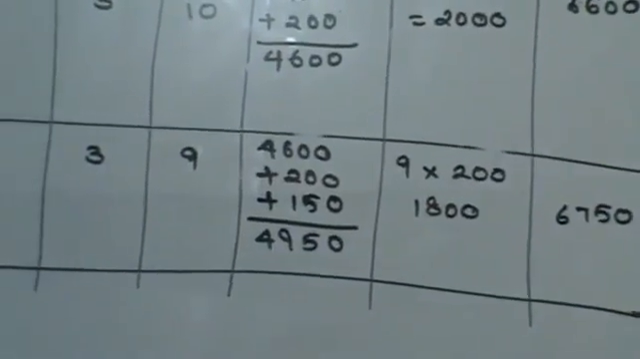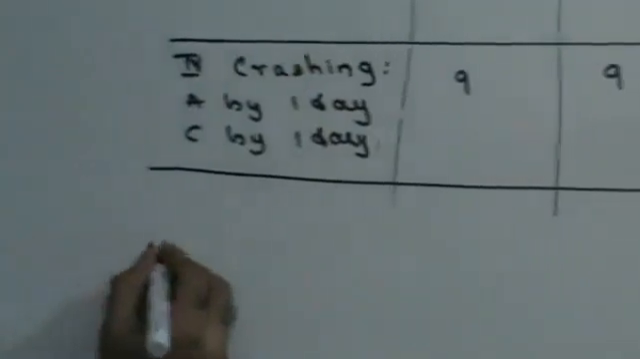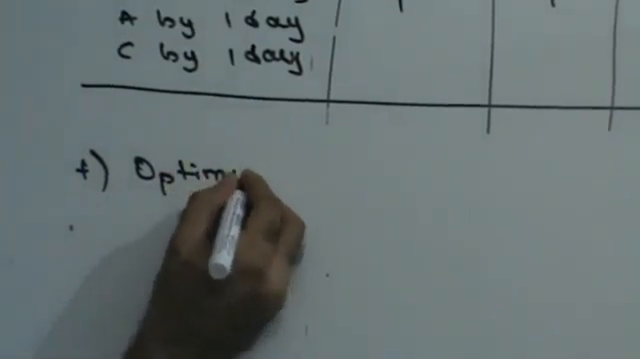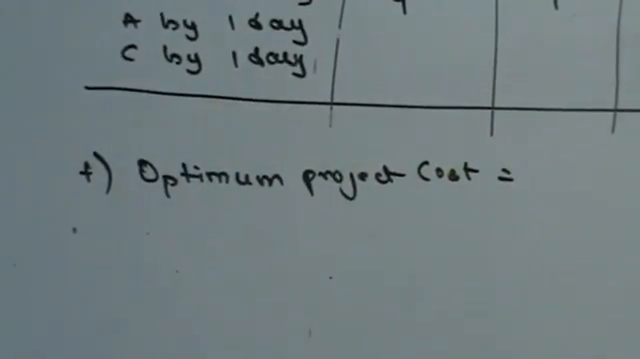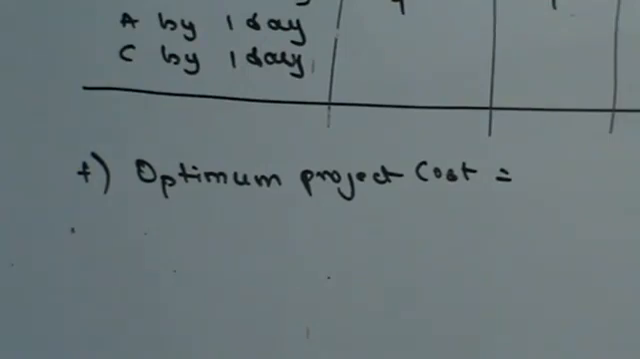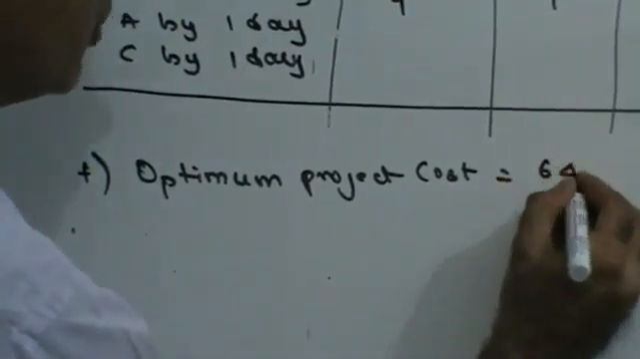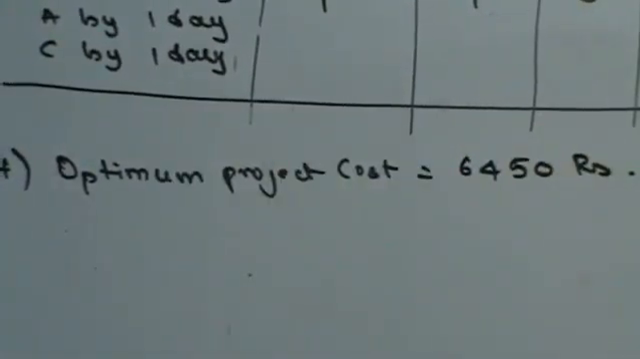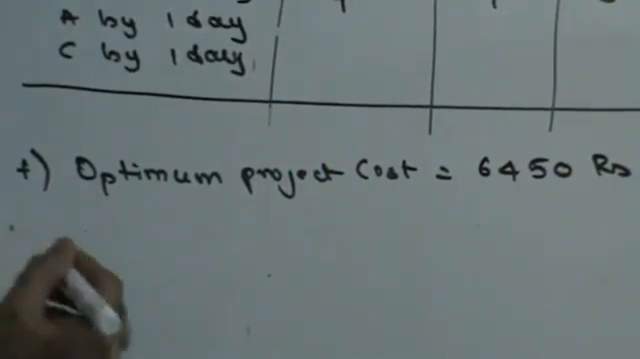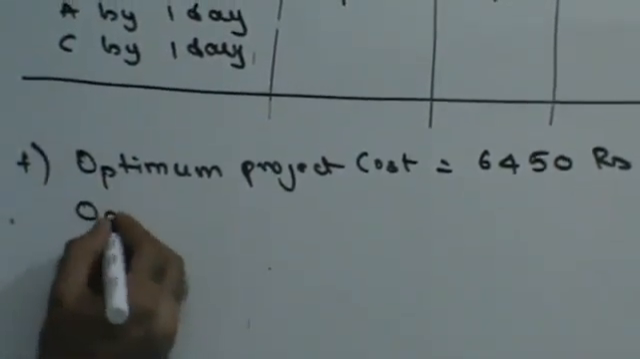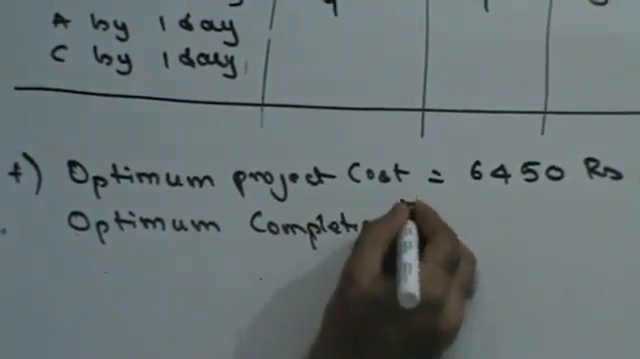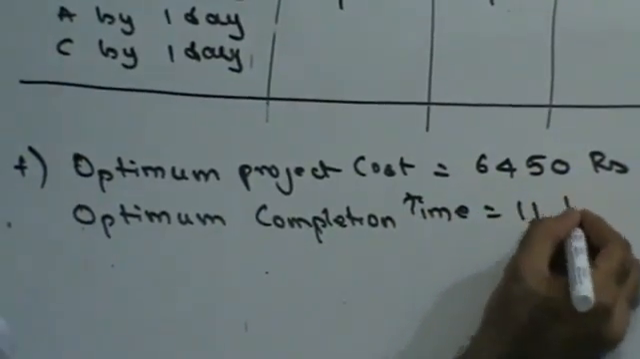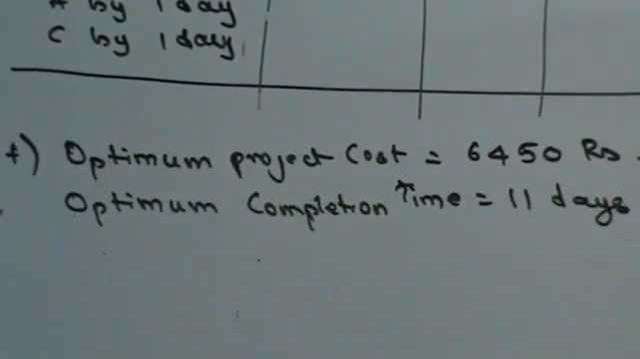Now let's write the final answer down. Now my optimum project cost is the minimum project cost. Now from the total cost, I can clearly say that my optimum project cost is 6450 rupees. My optimum completion time is 11 days, right?